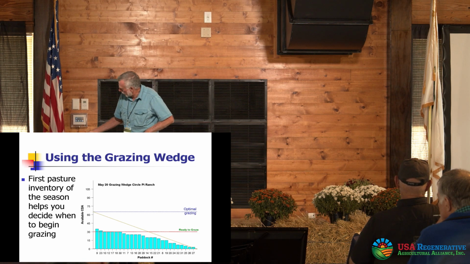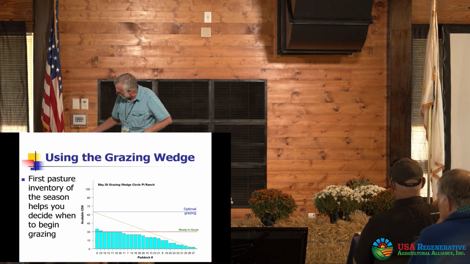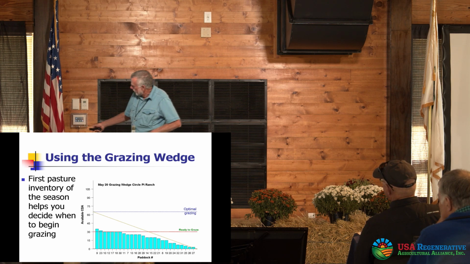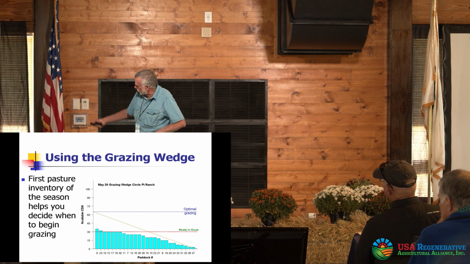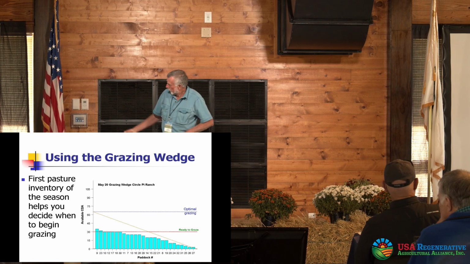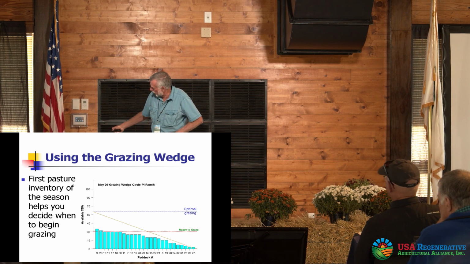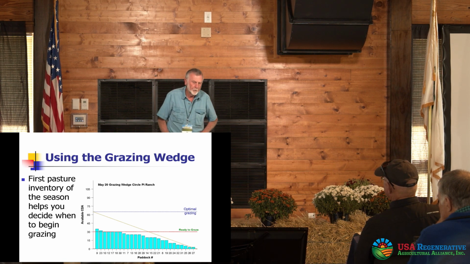So here, these are the pasture identification numbers, and then this is available, and this says CDA. When I made this one, I think it was still using CDAs. So this is CDAs in the pasture. There's 3 lines on here. This first one is ready to graze.